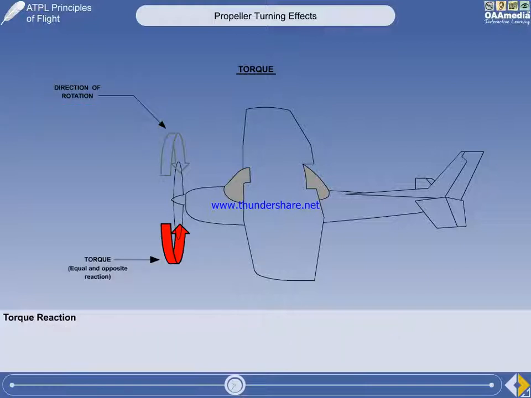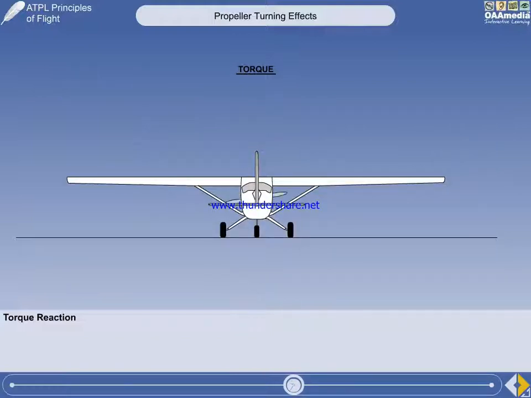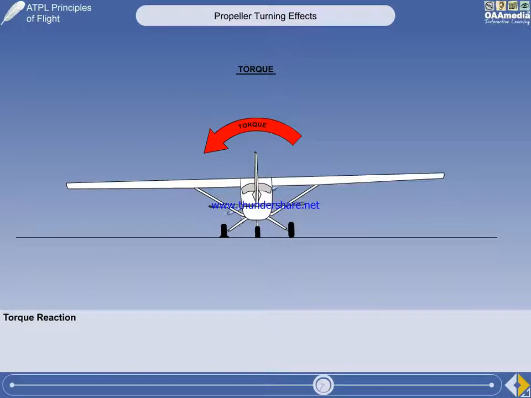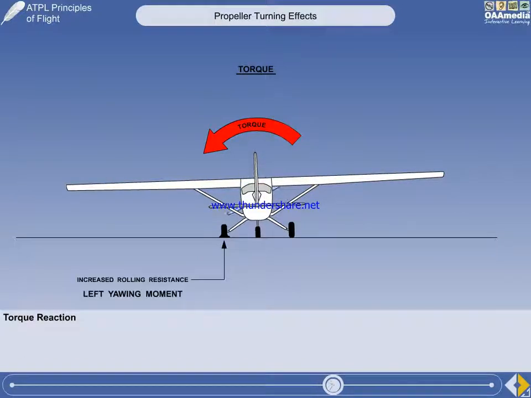Because the propeller is rotated clockwise by the engine, an equal and opposite reaction, called torque, will give the aircraft a left rolling moment. During the takeoff roll, the left rolling moment will apply a greater download to the left wheel. The increased rolling resistance from the left wheel will give the aircraft a left yawing moment.